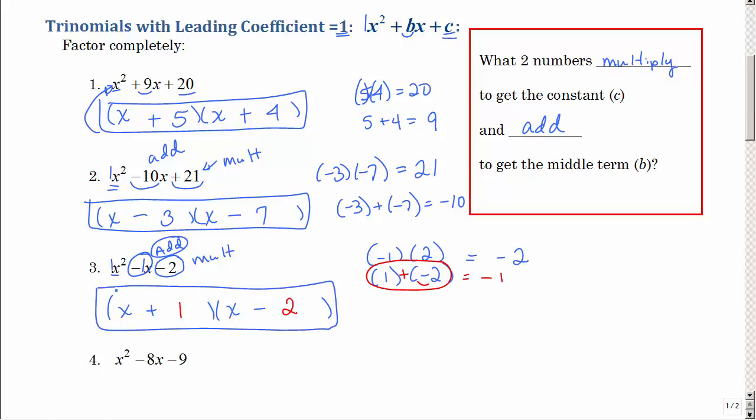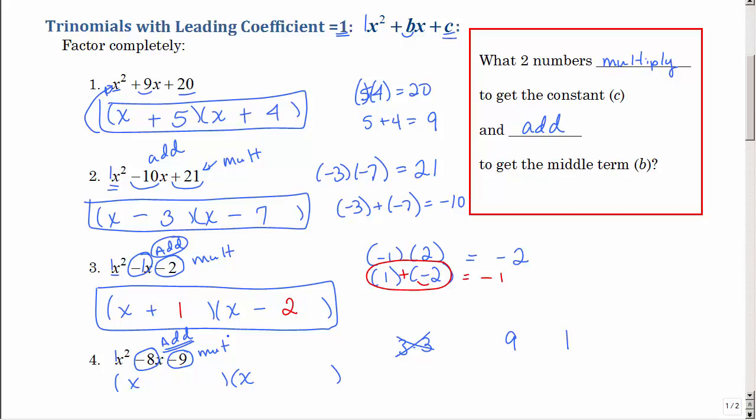Double check, multiply it back out, see if you get what you started out with. Number 4, we have the leading coefficient of 1, so I need x times x. Again, what multiplies to get negative 9, but adds to get negative 8? Well, 3 times 3, that'll get you 9, but it won't get you 8. So what else multiplies to get 9? That's right, 9 and 1. But one needs to be negative, one needs to be positive.